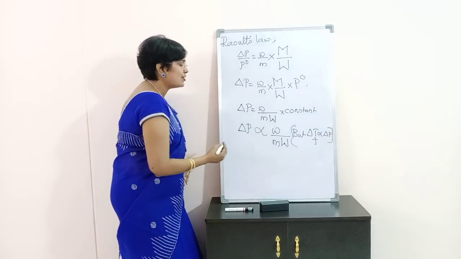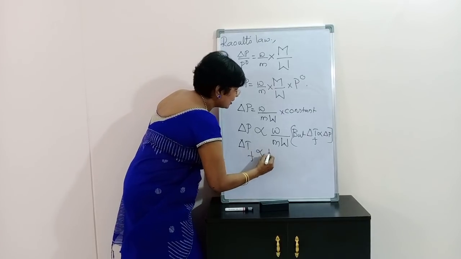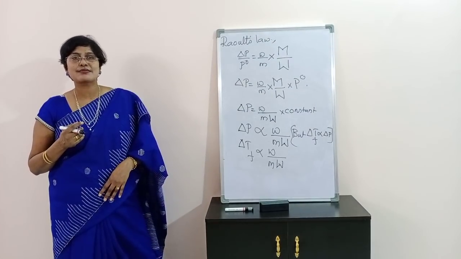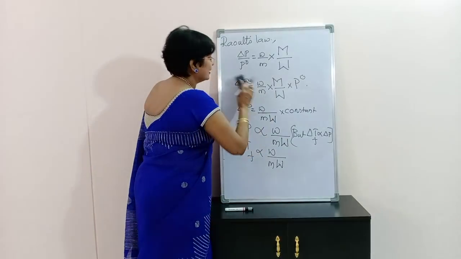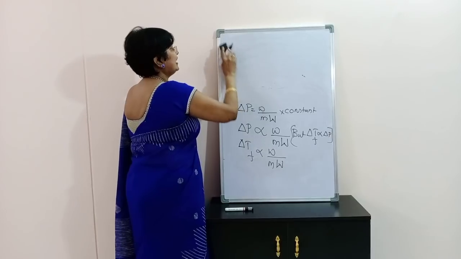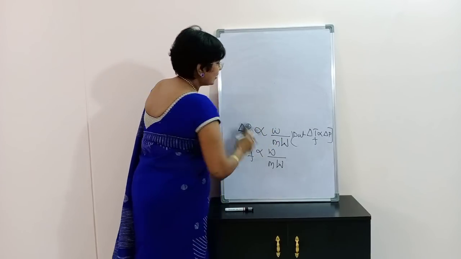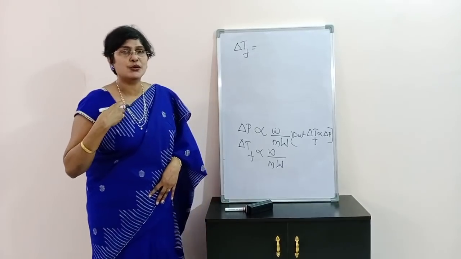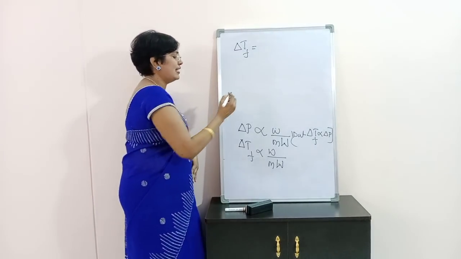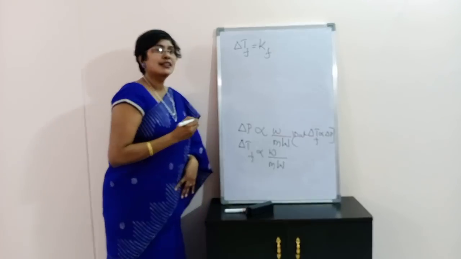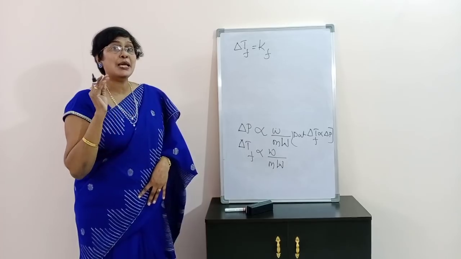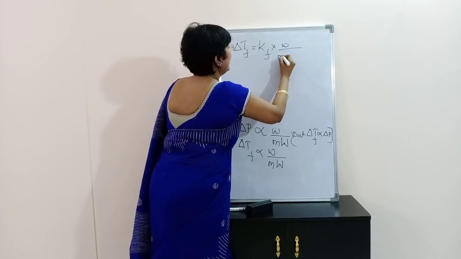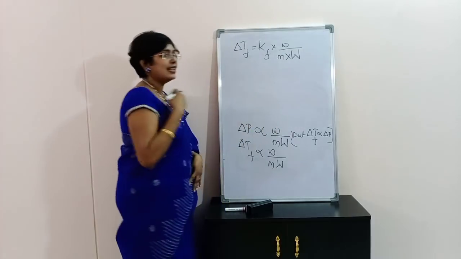So next step, what will happen, students? Delta Tf is proportional to small w by small m into capital W. Now, if I remove the proportionality, what should I take? Constant. Very good. So, next step, delta Tf is equal to, the constant taken here is Kf. Last class, what did we do? We have taken Kb. Now, it is Kf into small w by small m into capital W.